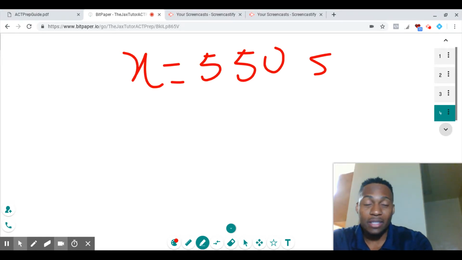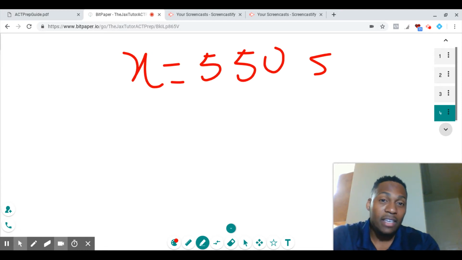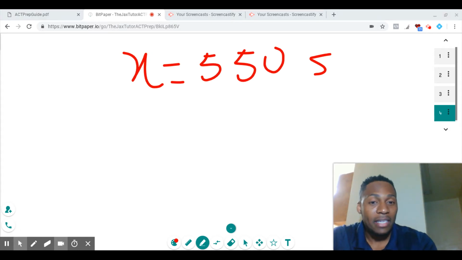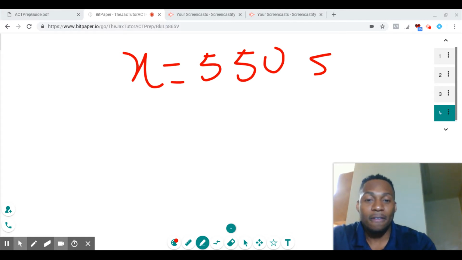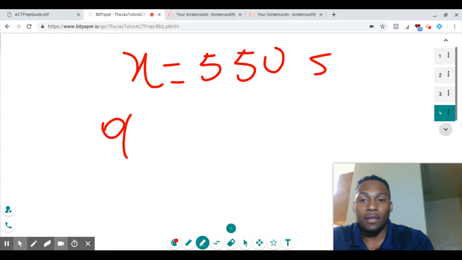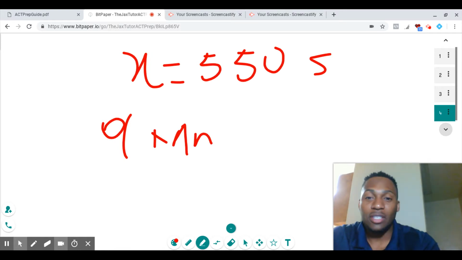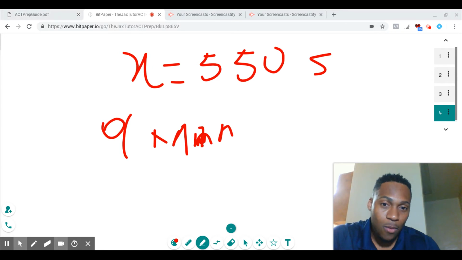What we do is divide 550 by 60. It will give us how many minutes this is. 550 divided by 60 is 9 minutes. So how many seconds do we have? We already know we have 9 minutes, and then there's a leftover.